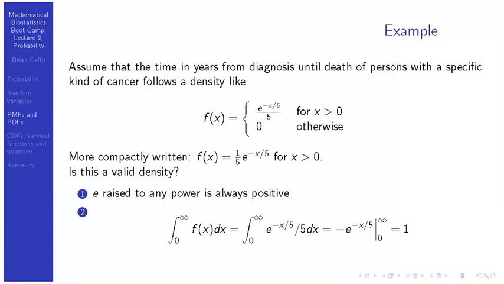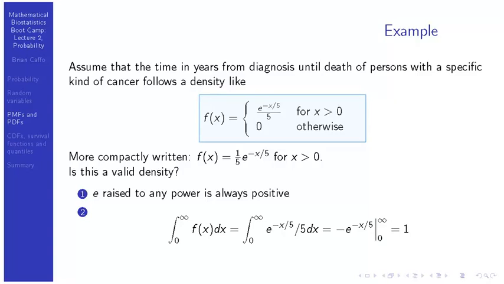Let's go through a specific example of a PDF, and let's put it in a context. Let's assume that the time in years from diagnosis until death with a specific kind of cancer follows the density that looks like this. f of x equals e to the negative x over 5 divided by 5 for x greater than 0. The greater than 0 is contextually clear because you can't have negative time from diagnosis, and the person is presumably alive at the time of diagnosis.